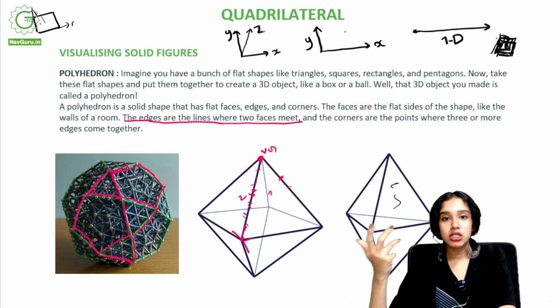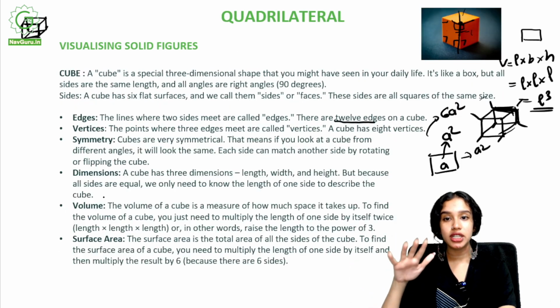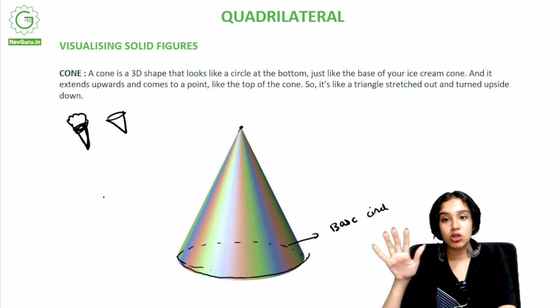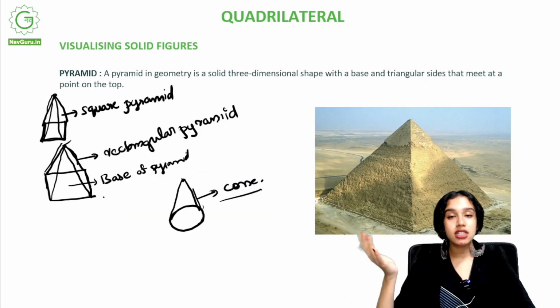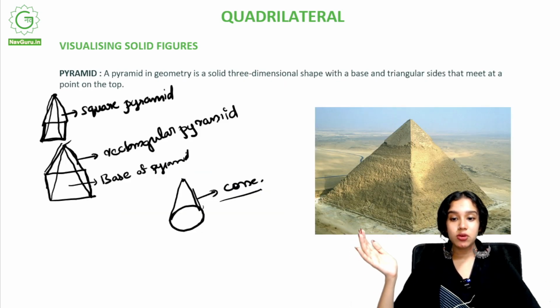Now we talked about three-dimensional objects, and what polyhedrons are, and what a cuboid, a cube, a cylinder, a cone, a sphere, a hemisphere and pyramids are. So this is all about the chapter quadrilateral.